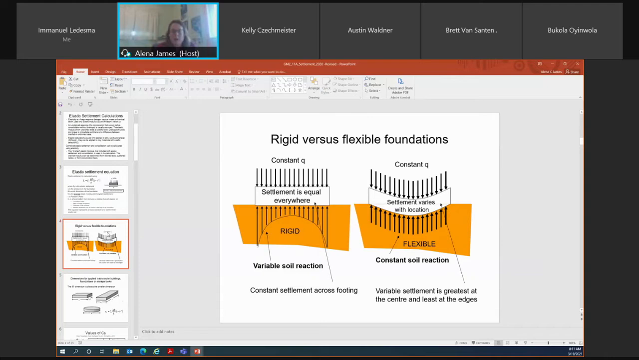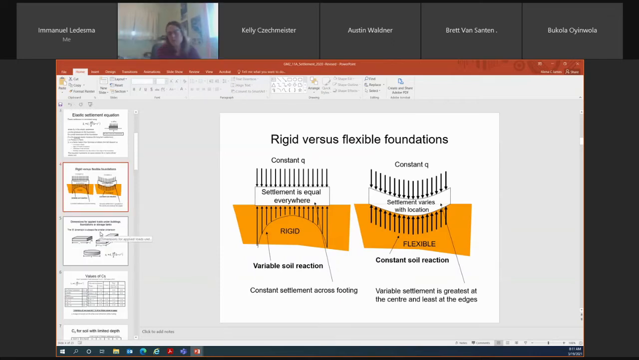If you look at the schematic on the right, it represents a flexible foundation. And with a flexible foundation, your settlement varies across the width of the foundation. So with a flexible foundation, you have the greatest settlement at the center of the foundation and the smallest amount of settlement is at the corners or the edges of the foundation. So that's the difference between a rigid and a flexible foundation.